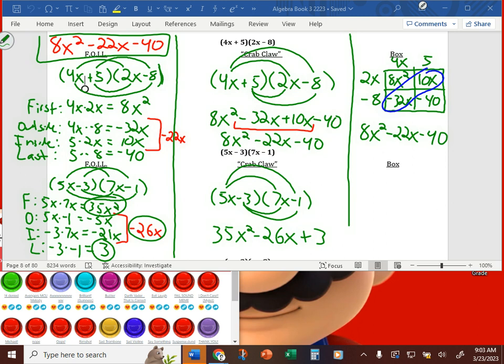And again, some of you might look at old man foil and think, not really my thing. Crab claw, not really my thing. The box method, that's what I like. So you might like crab claw, might like old man foil. All three ways work, which is the beauty of it.